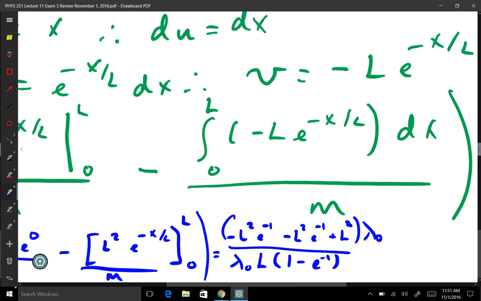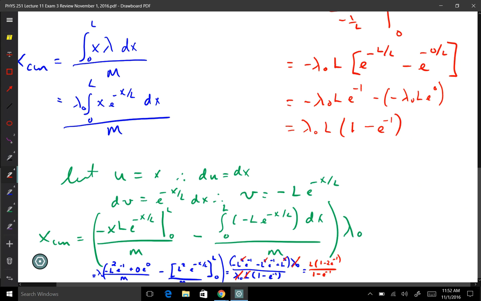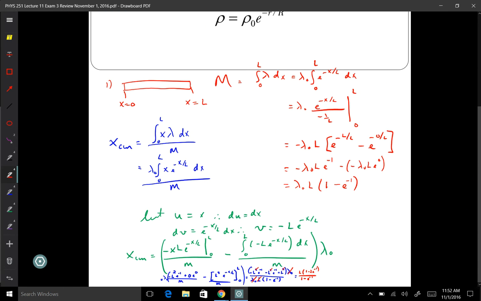So the lambda zeros cancel out. 1 L will cancel. And I'm going to have L times 1 minus 2 e to the minus 1 over 1 minus e to the minus 1. And I fit it all on one page.